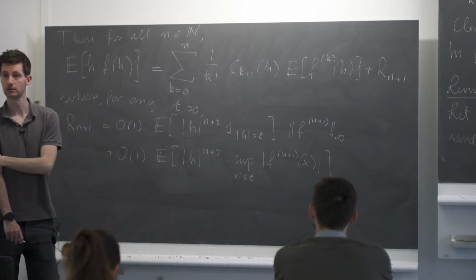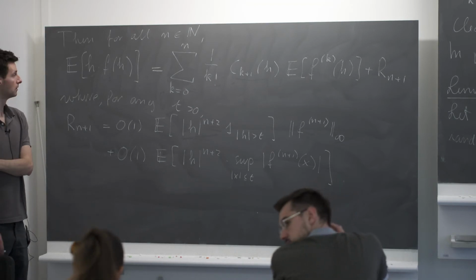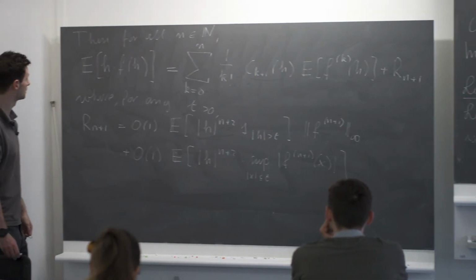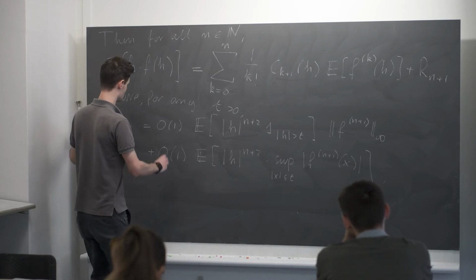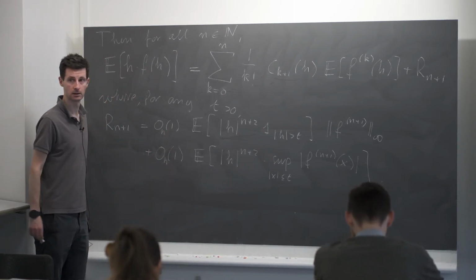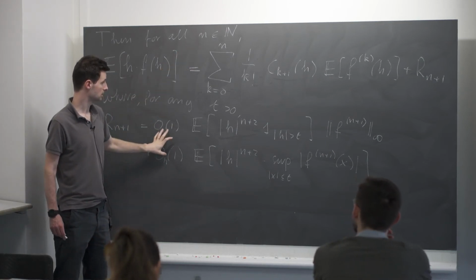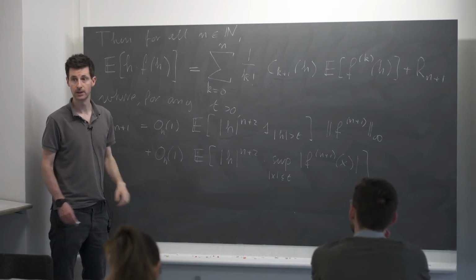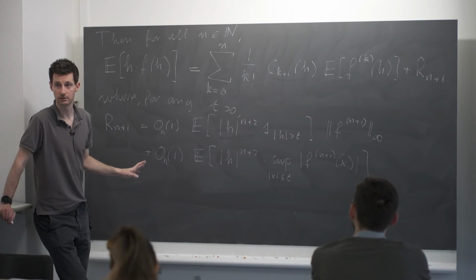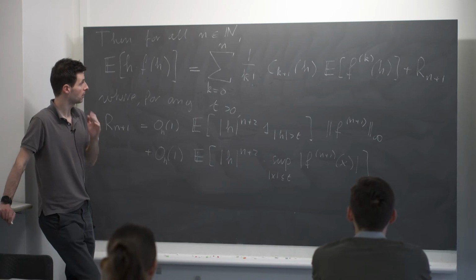Yes? In the remainder, there is no n plus 1 factorial in the denominator? No, but there could be. These bounds depend on n. That's maybe a good observation. So this is for all fixed n. But you never take the limit n tends to infinity. You always fix your n, and we don't really track the n dependence of the bounds.